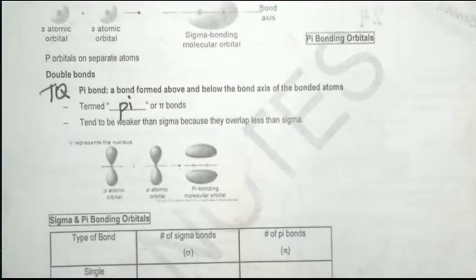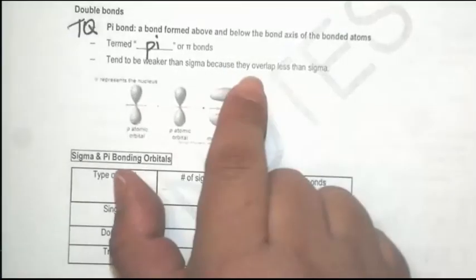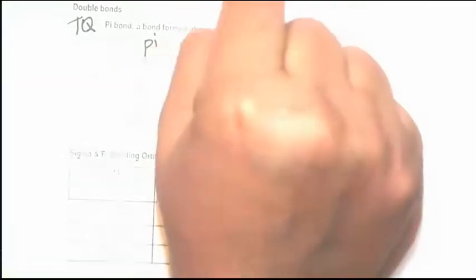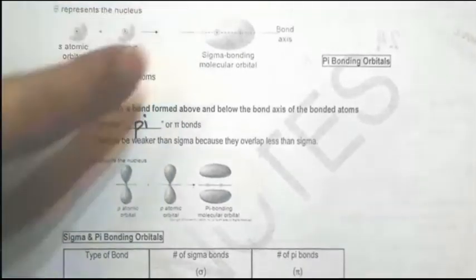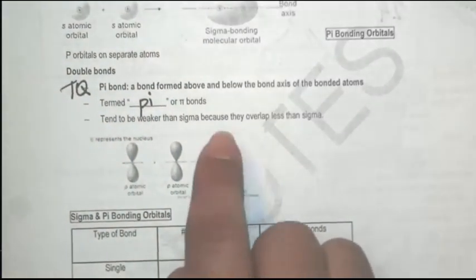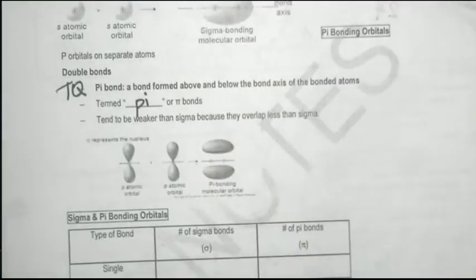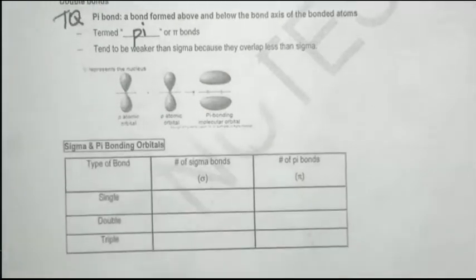So remember, we have px, py, pz orbitals, and what they're saying is these electrons are overlapping above and below the bonding axes. So very different from the one up here. And so these aren't as strong, and those are called pi bonds. These are going to happen when you have multiple bonds. So you do have to know this chart for the test.